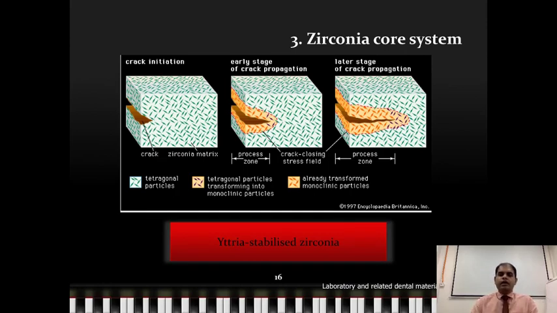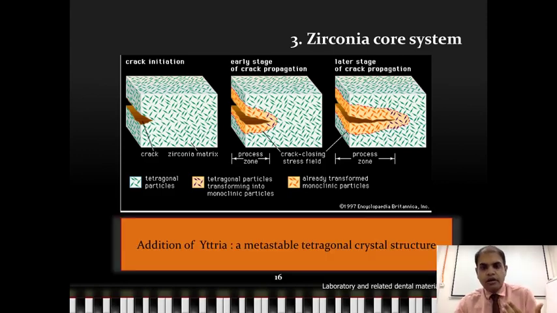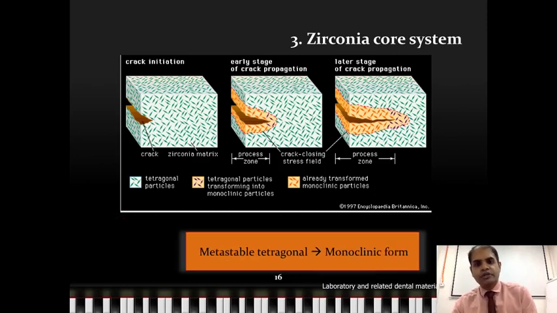Yttria stabilized zirconia. We have seen in different literature that yttria stabilized zirconia shows more transformation from the tetragonal particle to the monoclinic particle, and it prevents more cracks. It is called a metastable tetragonal structure transforming into the monoclinic structure.